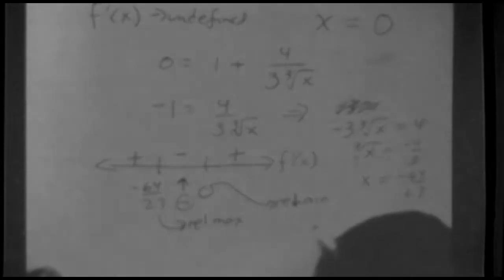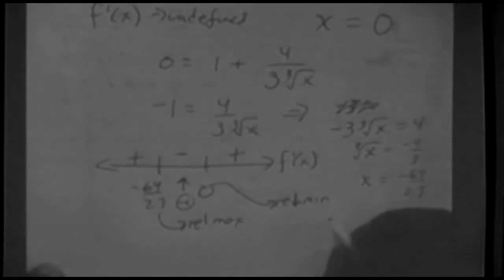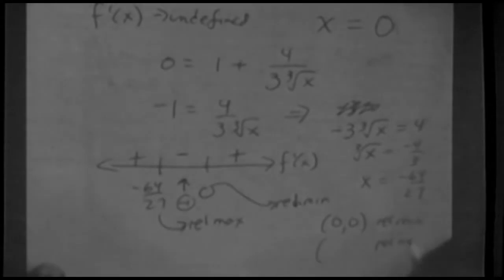So my answers are, since it asks for the xy coordinate, let's see. When I plug in 0, I get 0. That's the relative min. And relative max, I don't think I can do this in my head. Can somebody help me out? Plug in -64/27 into that. So I'll take a decimal.